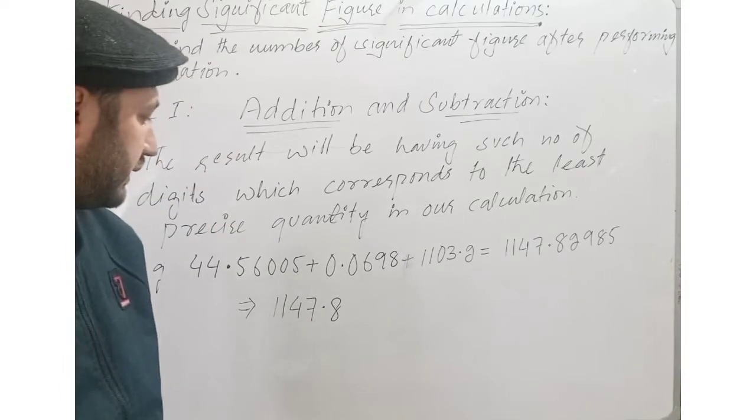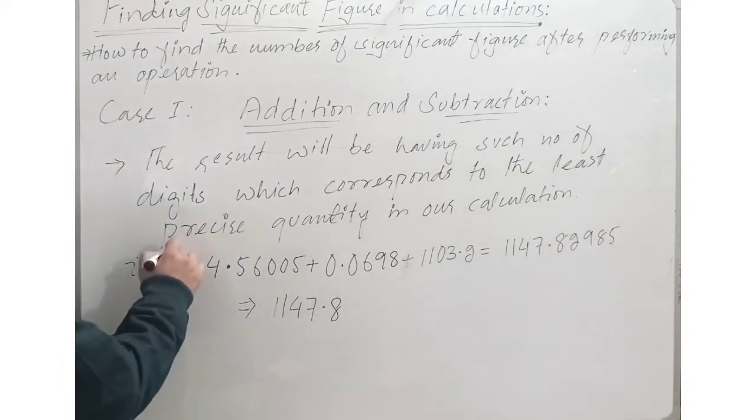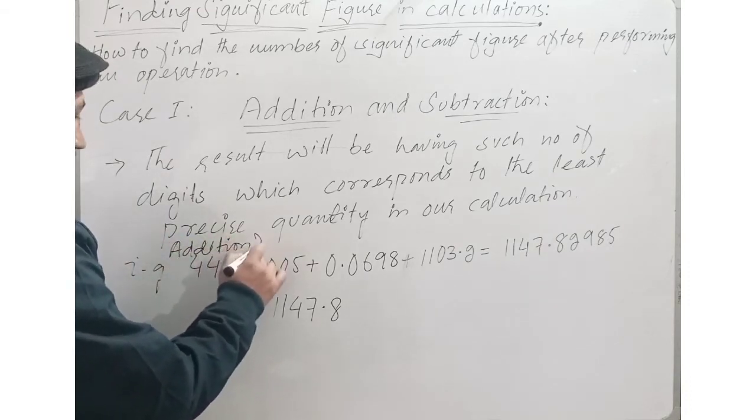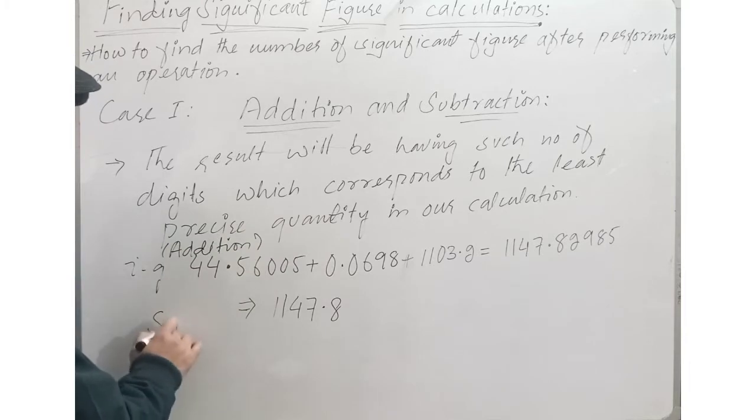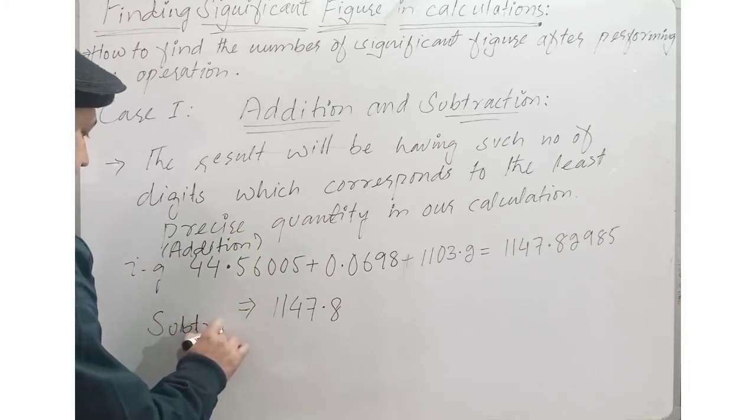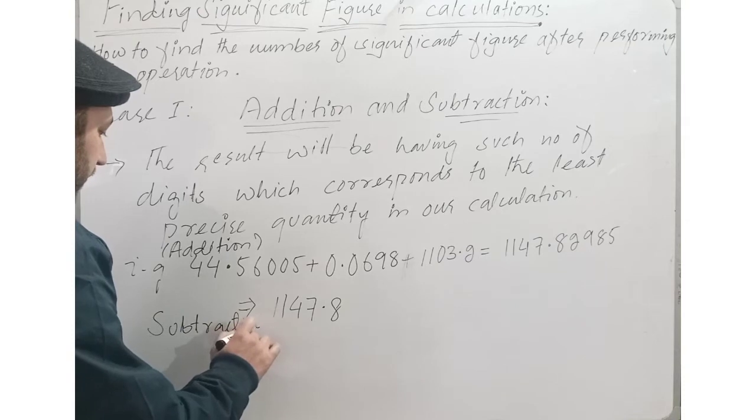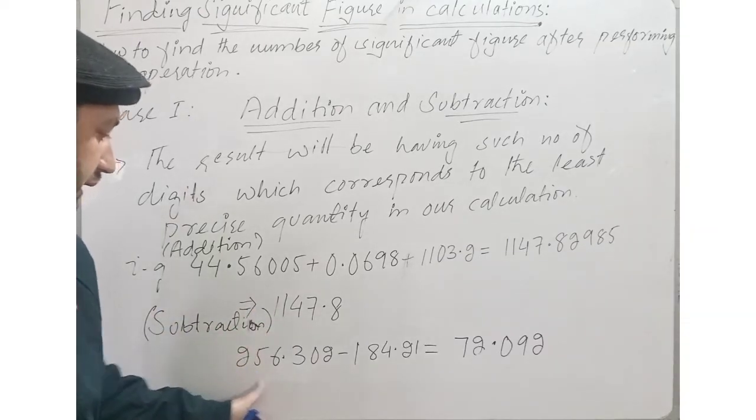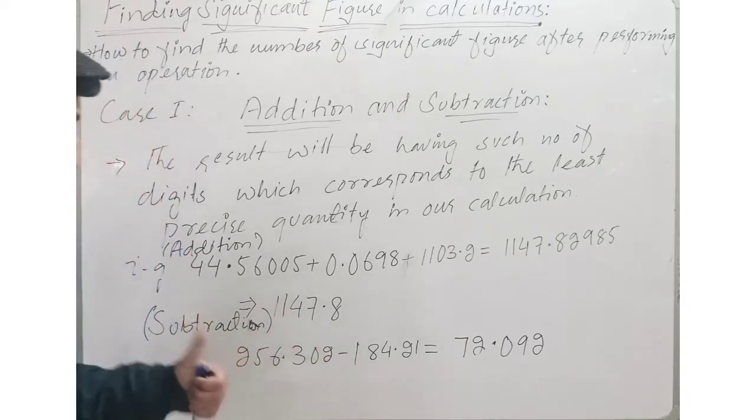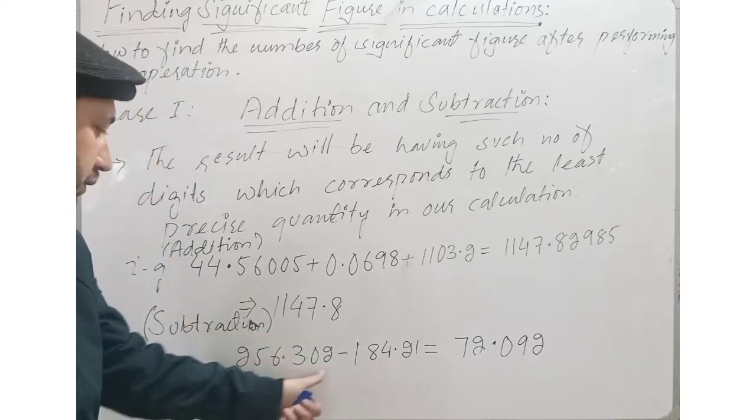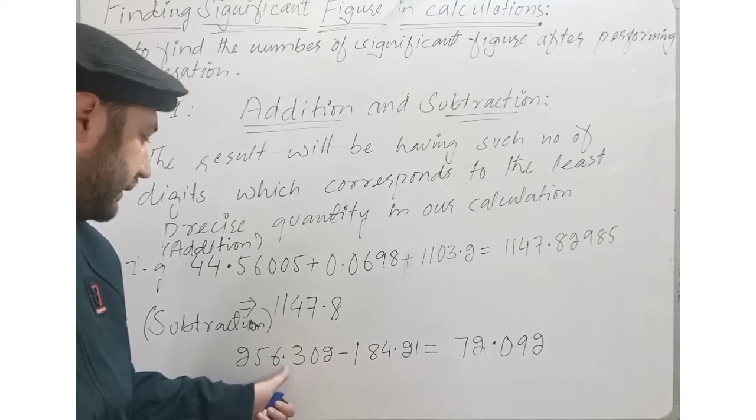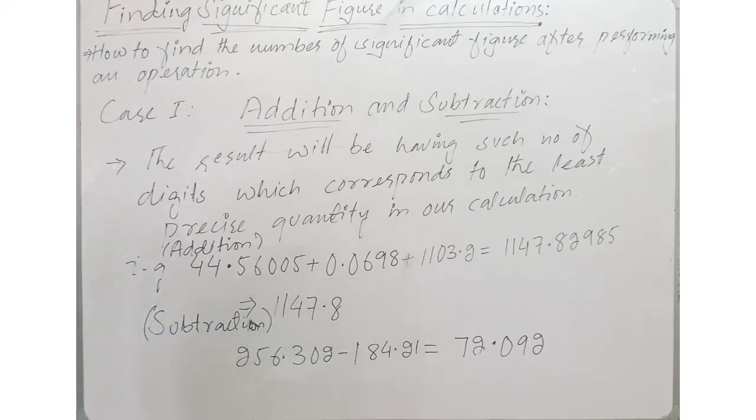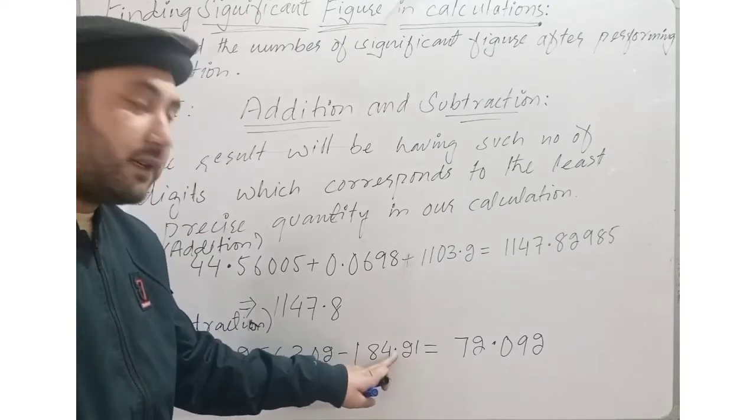Okay, let's do another example for subtraction. So this was for addition. Next we are going to do the same for subtraction. So we are having two quantities, right? The first one has a total of 6 digits and 3 digits are after the decimal point, and the second one has a total of 5 digits and 2 digits are after the decimal point.